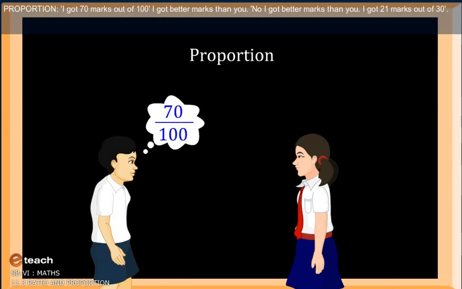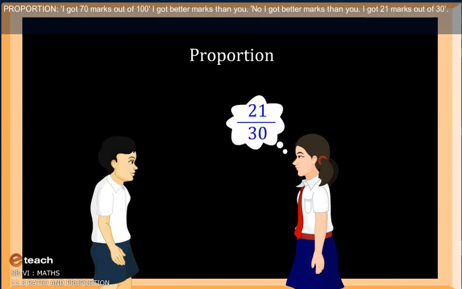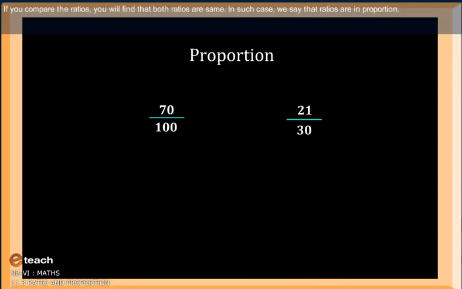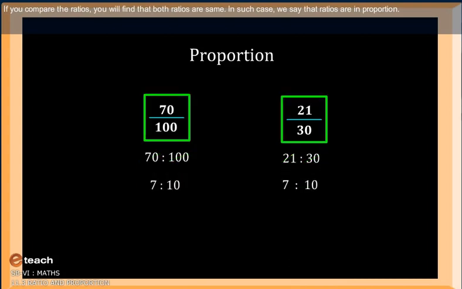I got better marks than you. No, I got better marks than you. I got 21 marks out of 30. If you compare the ratios, you will find that both ratios are same. In such case, we say that ratios are in proportion.